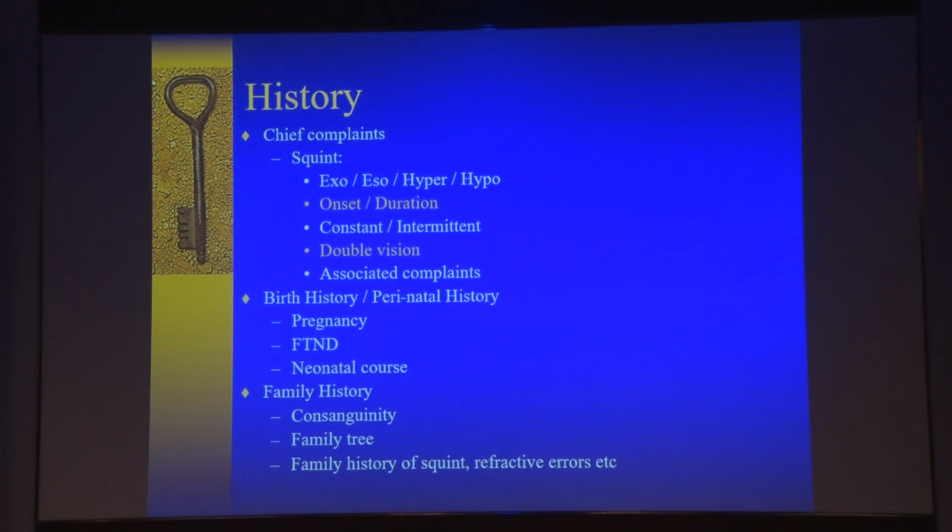Diplopia, again, something you will always get in cranial nerve palsies mainly, or restrictive strabismus. So that's some of the things, apart from the regular history, you should pick up on. Knowing birth history and family history: essentially preterm babies have more chance of getting squint. Family history of refractive errors and squint, again, means more chance of getting squint.